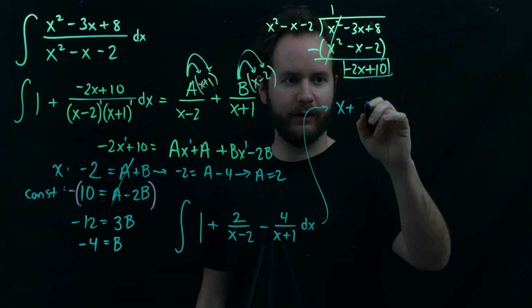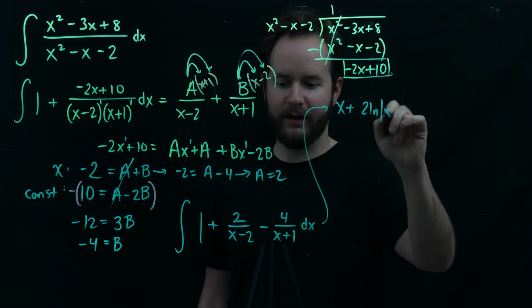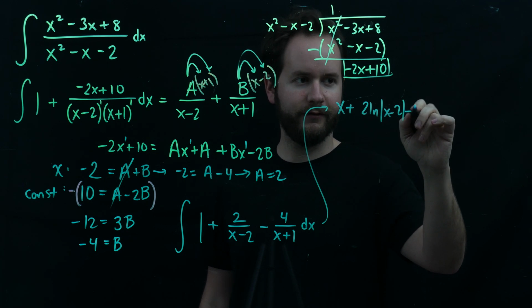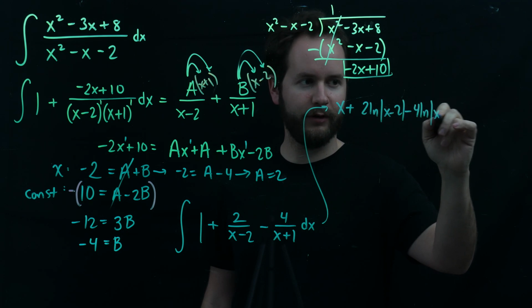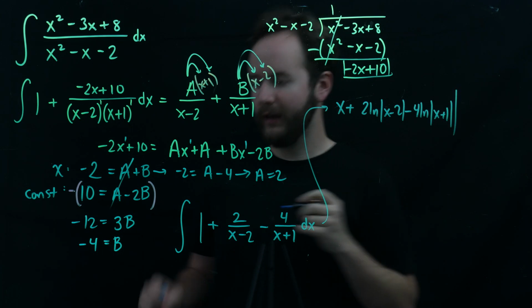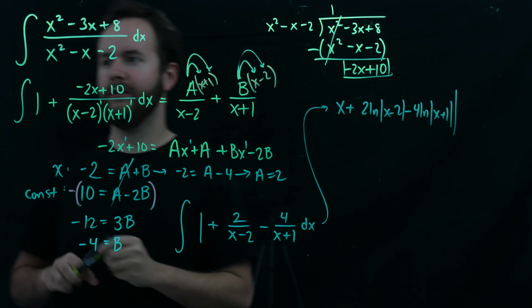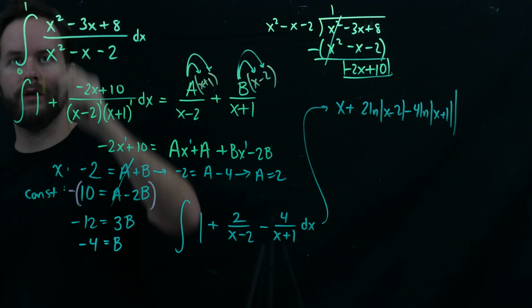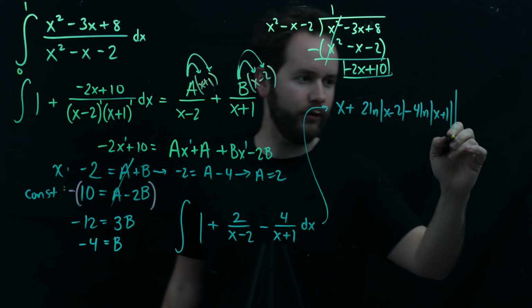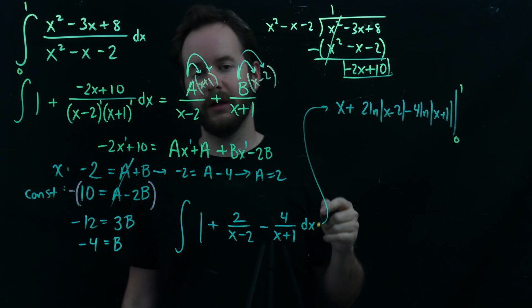The integral of 2 over x minus 2 is 2 ln of the absolute value of x minus 2. And I have minus 4 ln of the absolute value of x plus 1. Don't forget the bounds, which I don't think I put up here when I first wrote this: they are from 0 to 1. So we're going to be evaluating this from 0 to 1. I'm going to plug in 1, plug in 0, and find the difference.